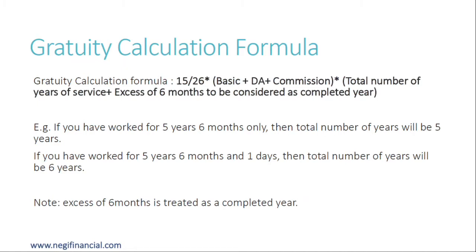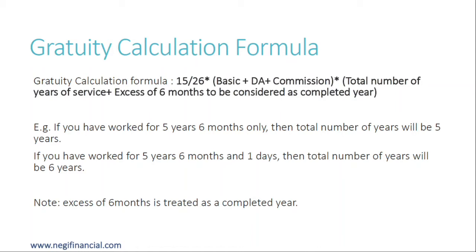So what is the gratuity calculation formula? It is a simple formula. It is 15 by 26 multiplied by the total amount of your basic, DA and commission, multiplied by the total number of years of service, where an excess of 6 months is to be considered as a completed year.